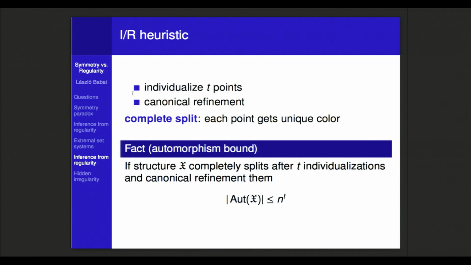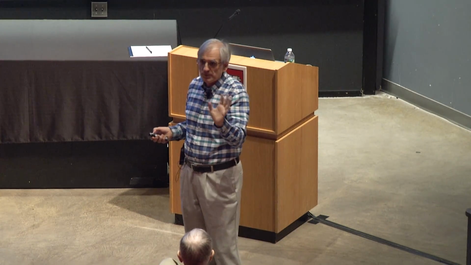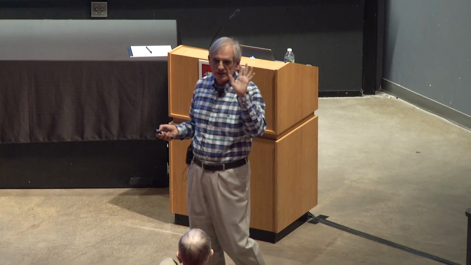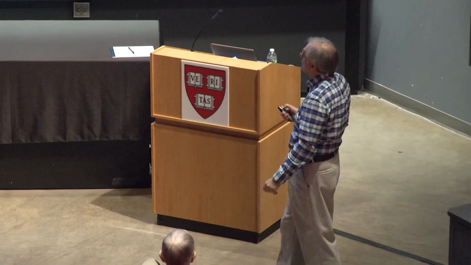Okay, now, a little more word about the individualization and refinement heuristics. In lucky cases, this would lead to a complete split. In the example I showed you, it didn't lead to a complete split because there were still pairs of points that had the same color. A complete split would mean that every vertex has its own individual color, not shared by any other vertex.